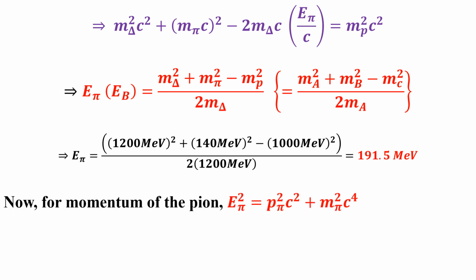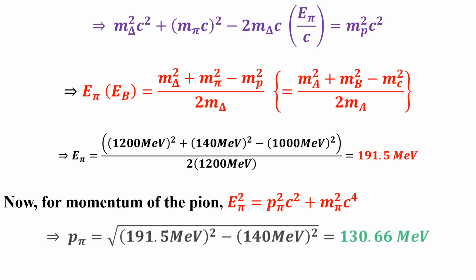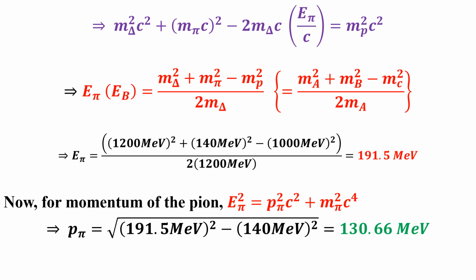Now for momentum of the pion, E squared equals momentum of pion squared c squared plus mass of pion squared c to the fourth. Putting these values we get 130.66 MeV. So option 4 is correct.